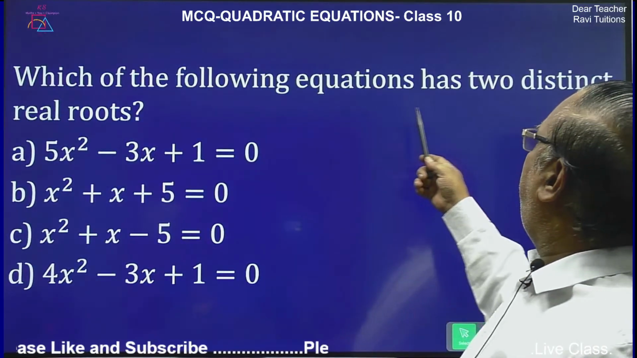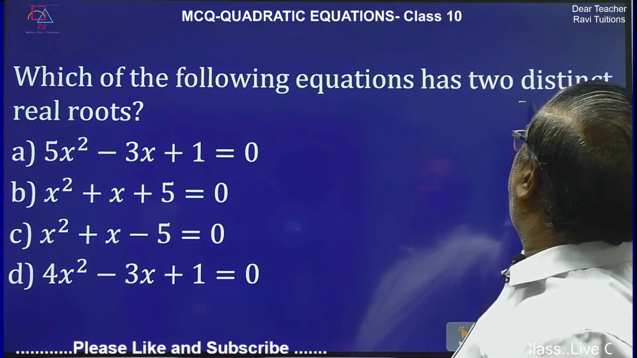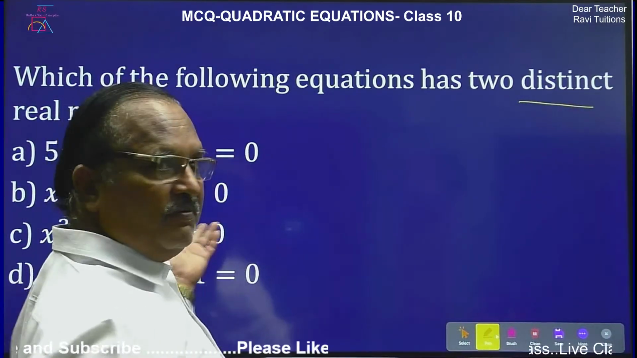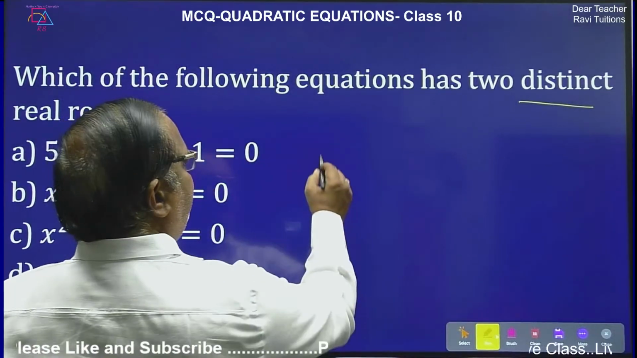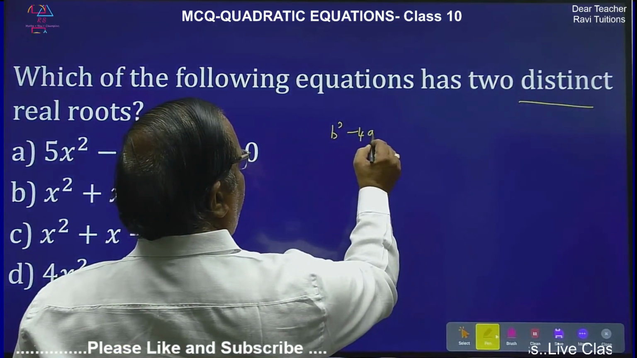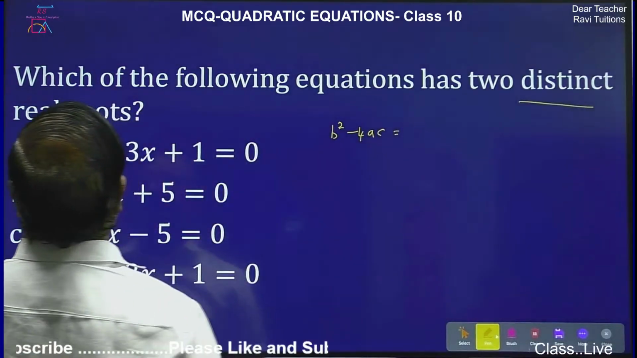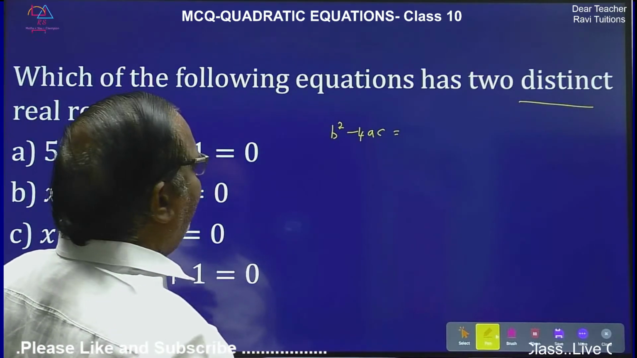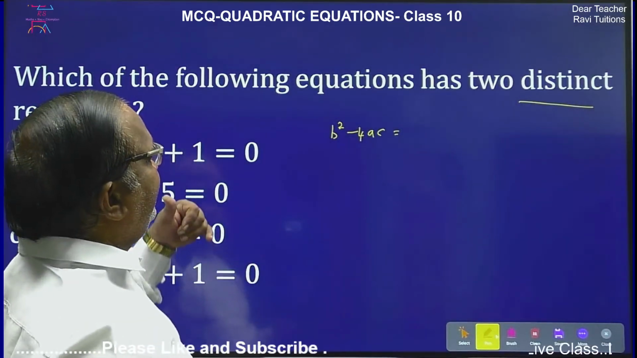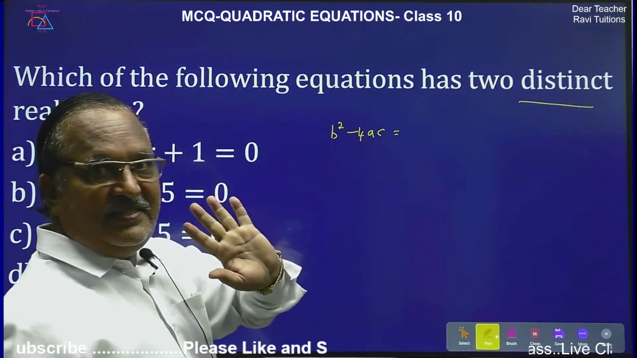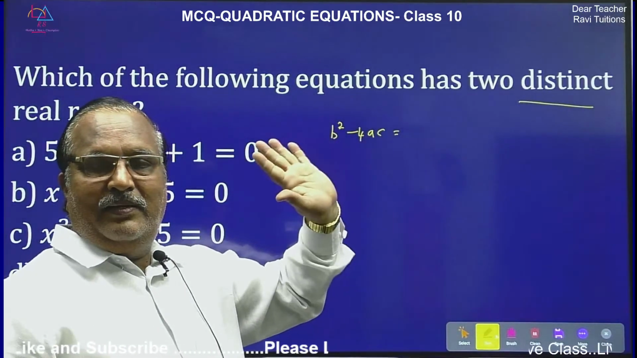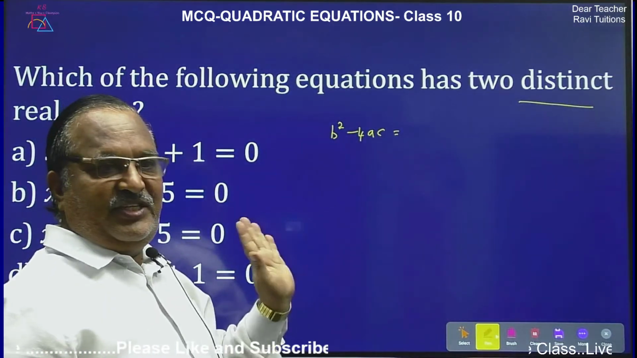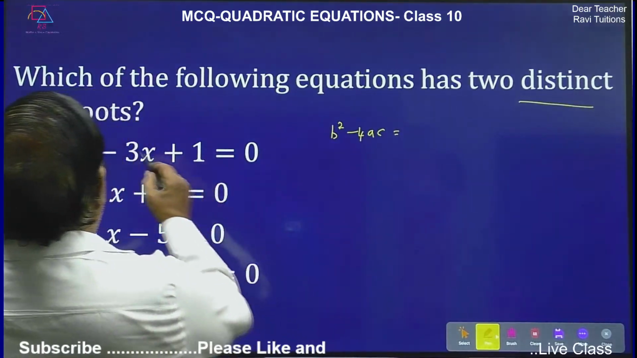Which of the following quadratic equations have two distinct roots? Distinct means different. So which? So now for this, very simple, you have to find out b square minus 4ac. So b square minus 4ac you have to find out. Now b square minus 4ac, if it is 0, then equal. If it is not 0, then distinct. Now distinct real roots.